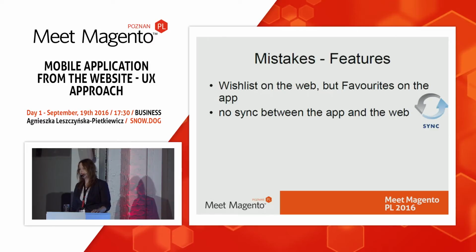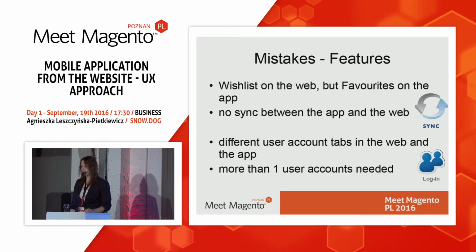We can talk about mistakes in features. For example, there was an app. It was favorites on the app and wishlist on the web and it was not the same. So you added something on the website where you were logged in, and later you logged into your app, but it was not the same. Nothing synced with favorites. They were two different things. And you could not choose wishlist on the app, and you could not choose favorites on the web. Also, lack of synchronization between the app and the web and the user account is a big mistake.